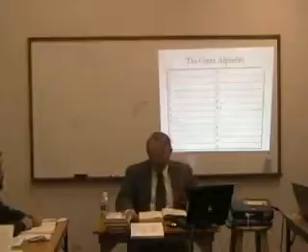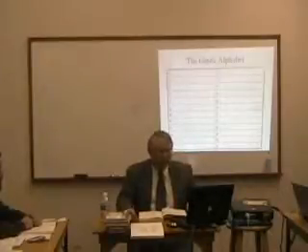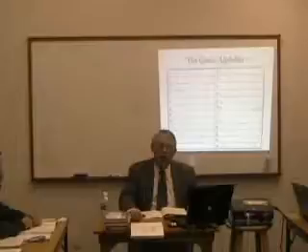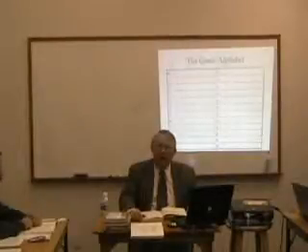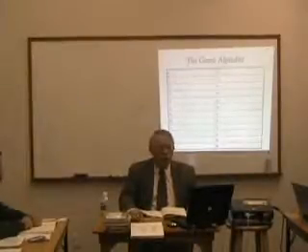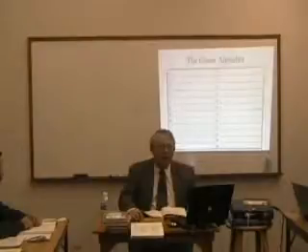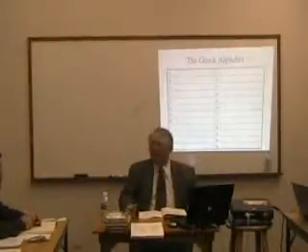On the overhead presentation here, we have the Greek alphabet. So let's say it together. Ready? Alpha, beta, gamma, delta, epsilon, zeta, eta, theta, iota, kappa, lambda, mu, nu, xi, omicron, pi, rho, sigma, tau, upsilon, phi, chi, psi, omega. Okay, that is the alphabet.